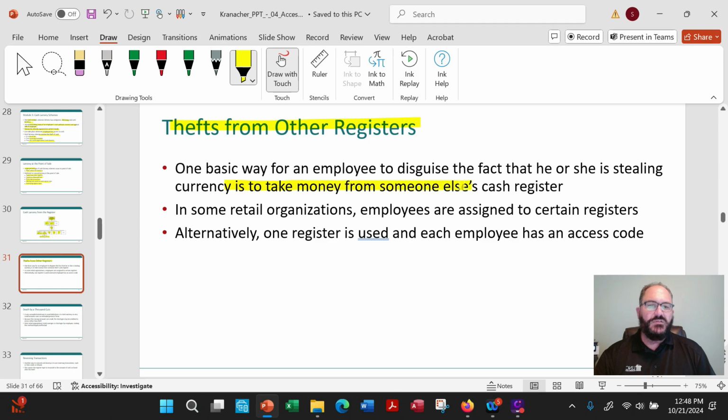Take money from somebody else's register instead of your own. Okay. So in retail, most registers require sign-in, so only one is used, and each employee has an access code. Again, those are all internal controls. The smaller companies tend to violate those things.